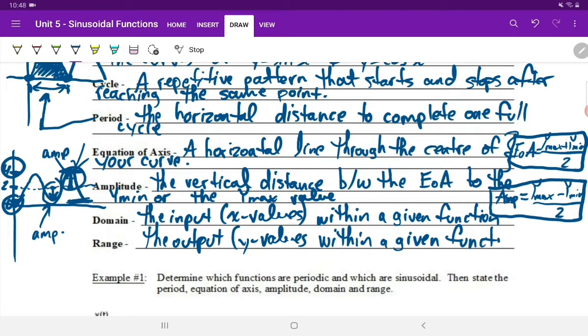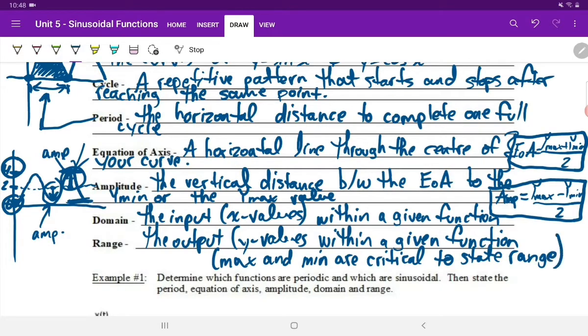And specifically for the range, think of how these are cyclical and they keep rotating from going max to min, max to min, max to min. Knowing your max and min values, that's what's going to give you your range, right? Because it's going from a high number to a low number, then back to the high number, back to the low number, back to the high number, back to the low number. And so your max and min are critical to state the range. Okay, we're going to need to know our maximum and minimum in order to state the range here.